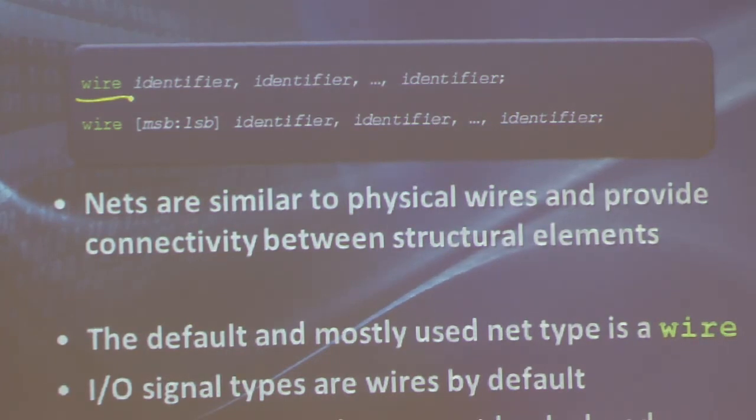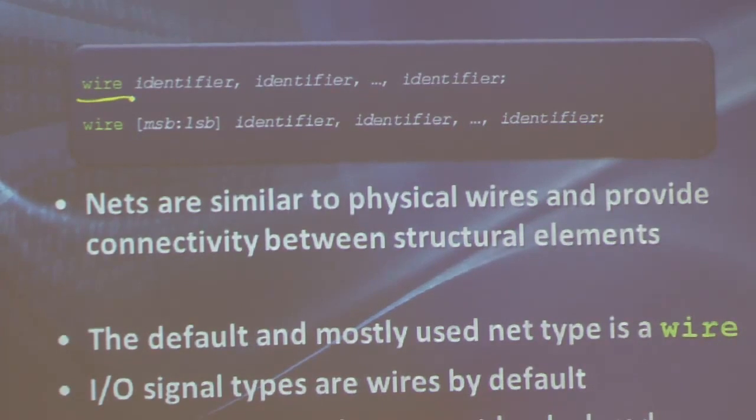You can have a net that incorporates in it a three-state method. You can sort of turn on and off the net. Again, we don't concentrate on these too much. Let's think about nets as wire for now.